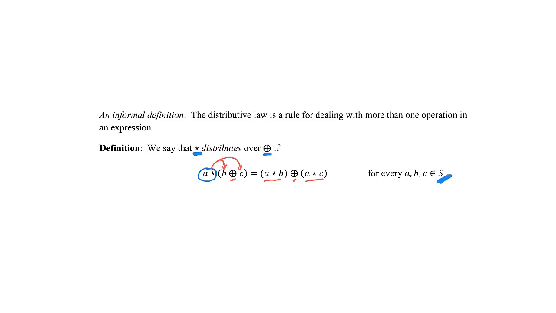Now, one thing to consider closely here is the order is important. In this definition, we're saying that star distributes over circle plus. But we could switch the order around and put the circle plus here and the star here, and we would just have to switch the circle plus and the star in the equation below.